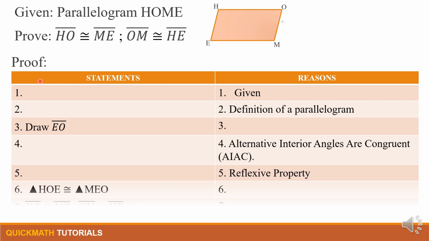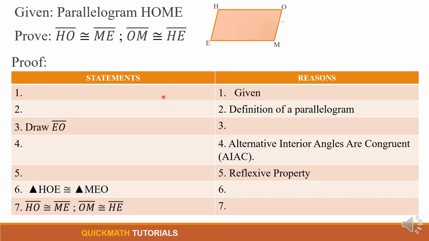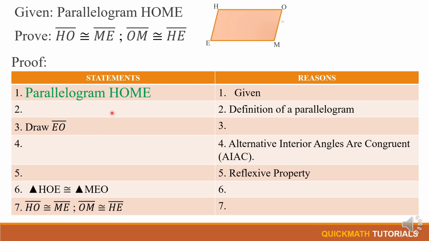For our proof, we will use the two-column table. We have the statements and the reasons. As you can see here in the table, we will just fill in the missing statement and the missing reason. For number 1, the reason is given. So for our answer in the statement for number 1, we will just copy the given. So we have the parallelogram HOME.